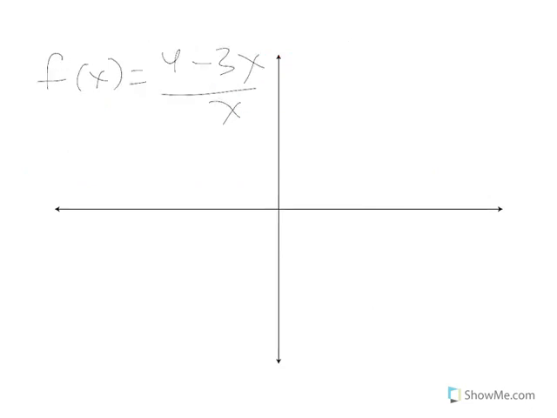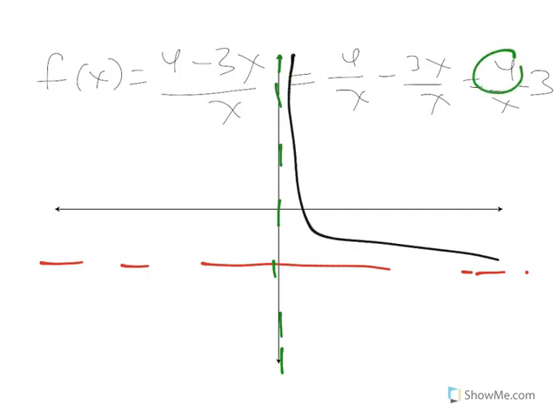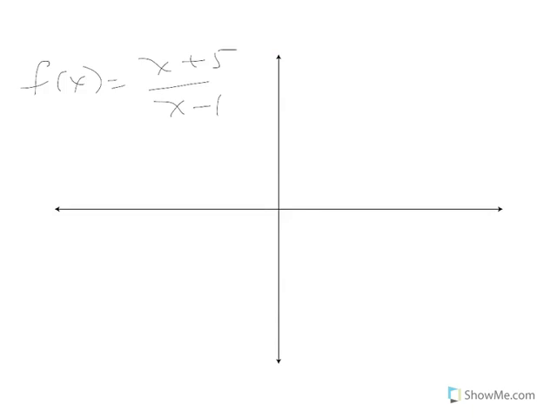Now this looks a little different, but if we split it up, 4 over x minus 3x over x equals 4 over x minus 3, we find that it's just like before. It's got a horizontal asymptote at y equals negative 3. It's got a vertical asymptote at x equals 0. The 4, again, it doesn't do a lot, but it means that these points here are sort of 2 to the right and 2 above and 2 to the left and 2 down.